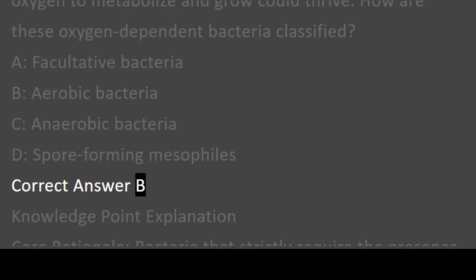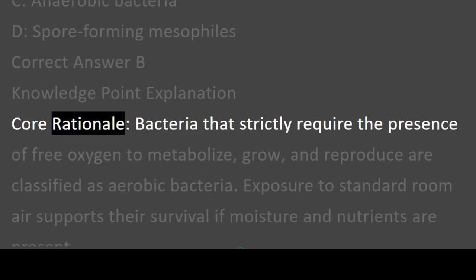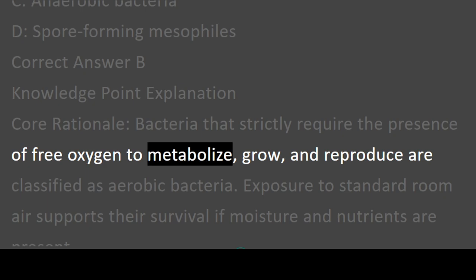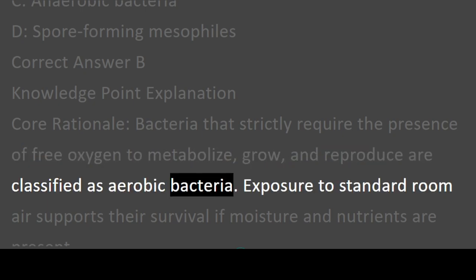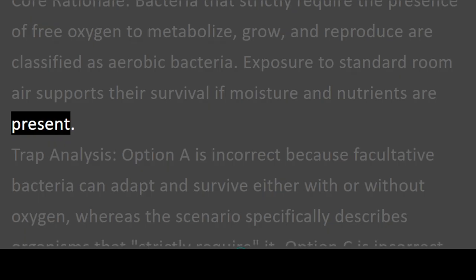Correct answer B. Knowledge point explanation. Core rationale. Bacteria that strictly require the presence of free oxygen to metabolize, grow, and reproduce are classified as aerobic bacteria. Exposure to standard room air supports their survival if moisture and nutrients are present.